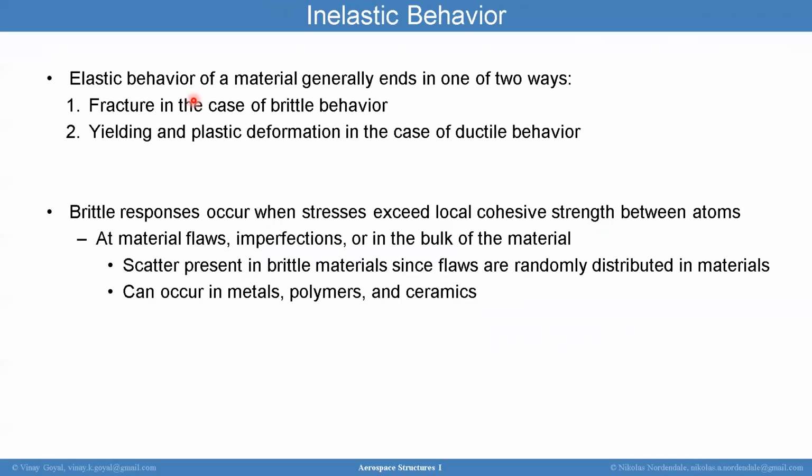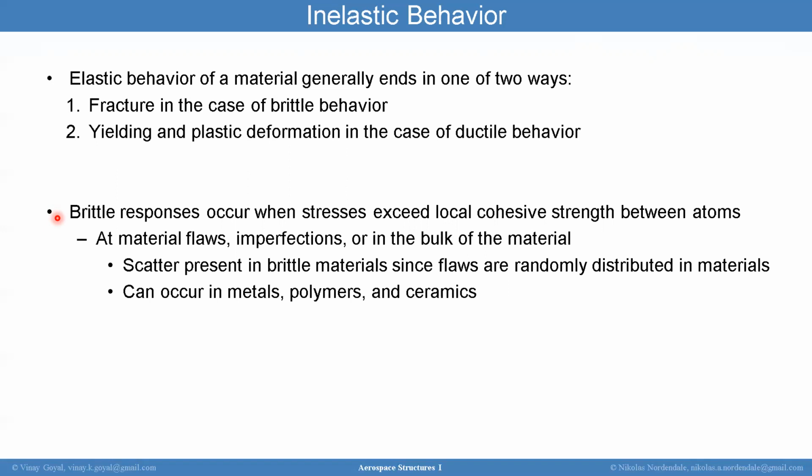All right. So, to summarize, or I guess to continue on, you have elastic behavior, which is typically going to end in one of two ways, as we saw on the previous slide. You could have fracture in the case of brittle behavior, or if you have a ductile behavior, you may have yield and then plastic deformation or inelastic deformation. Typically, a brittle response is going to occur when the local cohesive strength between atoms is exceeded. So this could be at a material flaw, imperfection, or generally in the bulk of material.